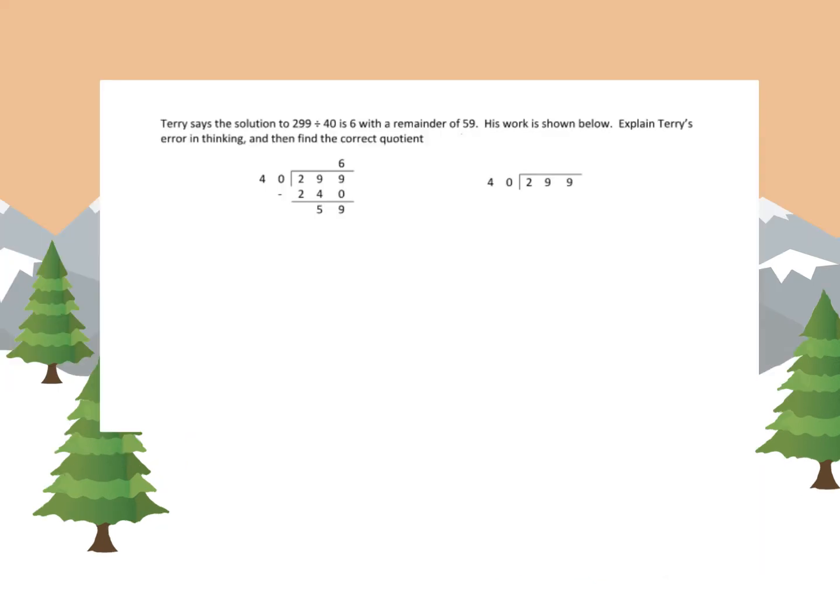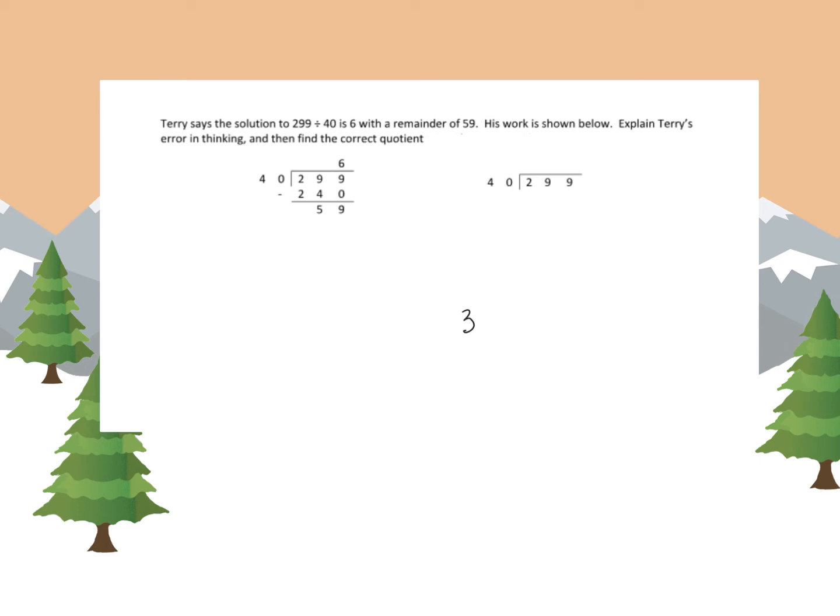In this first problem, the work was done, but it was done incorrectly. So we want to look over how Terry went wrong. Terry says that the solution to 299 divided by 40 is 6 with a remainder of 59. His work is shown below. We're going to explain the errors in his thinking and then find the correct quotient. First of all, we should know that if there's a remainder of 59 and we're dividing by 40, we should be able to go one more time into that number. So let's check that out.